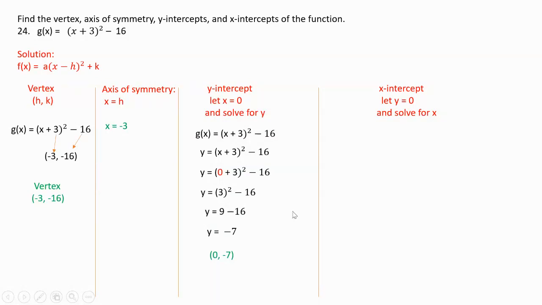Now for the x-intercept, we're going to let y equal 0 and solve for x. So here, guys, the first thing we're going to do is add 16 to both sides.